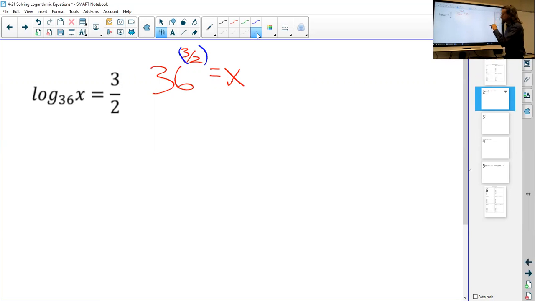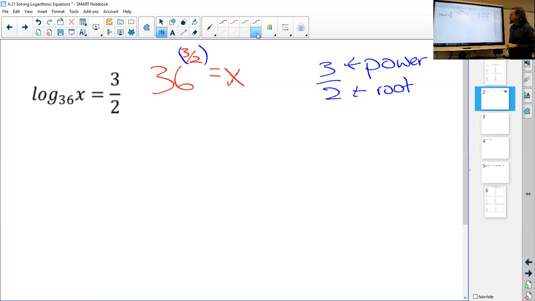Another way you can think of this, remember we talked about yesterday that if you have a fractional exponent, the number on the top represents the power and the number on the bottom is the root. So 36 to the 3 halves power is equivalent to 36 cubed and then the square root of that. But you could also put it in a calculator, okay?